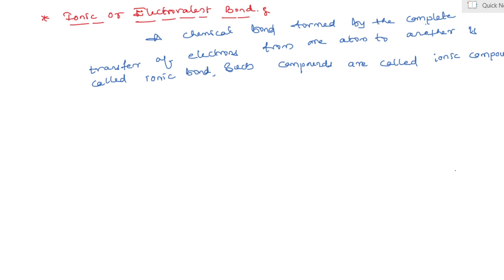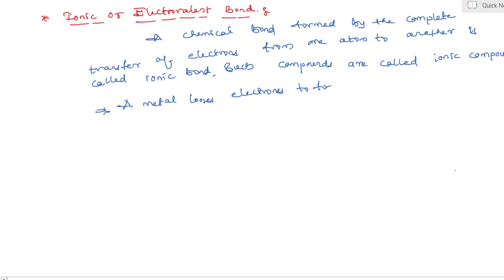First of all, the definition of ionic bond: a chemical bond formed by complete transfer of electrons from one atom to another is called an ionic bond. Such a compound formed is known as an ionic compound. All of you already know that a metal loses electrons to form cations, which means positive ions.